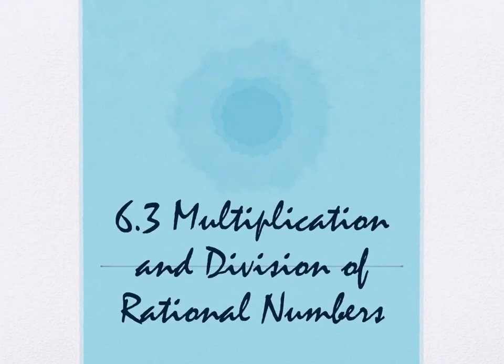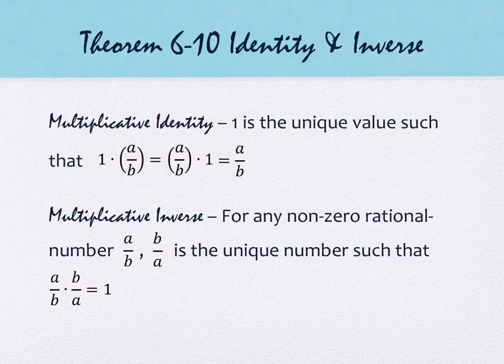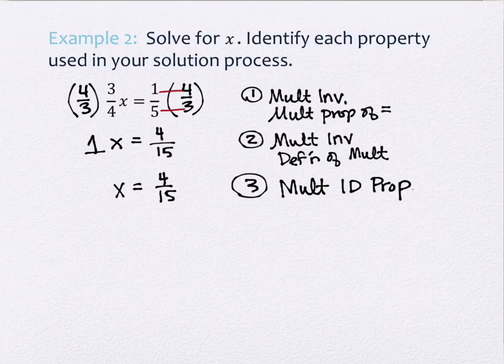Last time we started with section 6.3 and we were looking at the multiplication and division of rational numbers. We talked about some properties and we had done one example, or I should say the last example we did was this one here.